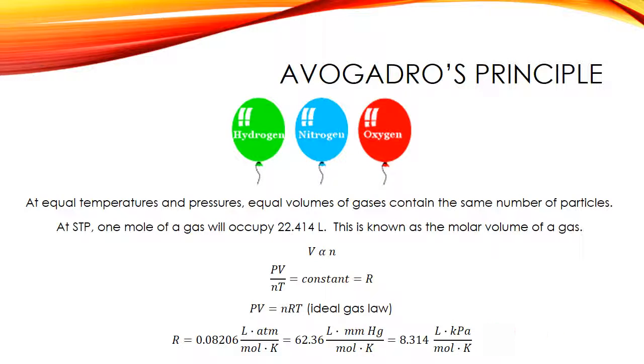So you can see, for example, this first one is in liter atmosphere per mole Kelvin. The next one's in liters millimeters of mercury per mole Kelvin. And then we have one in liter kilopascals per mole Kelvin.